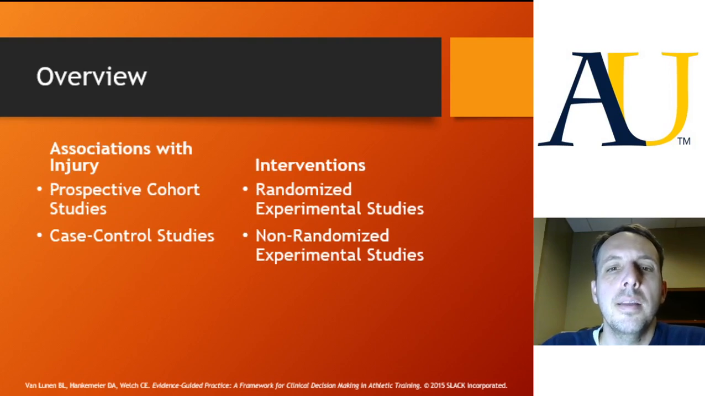If we're looking to figure out associations between different conditions and injuries or different characteristics in injuries, prospective cohort studies and case control studies are the study designs of most interest. We either look at individuals that have already sustained the condition, as in the case control study, and then test them for these different characteristics, or we test them for the characteristics and then follow them for the potential of injury in the prospective cohort study.